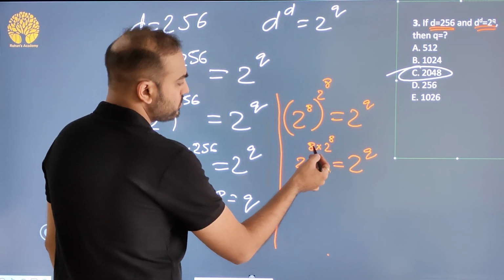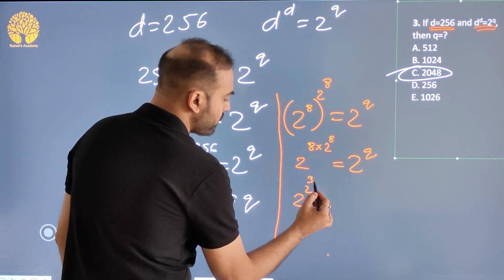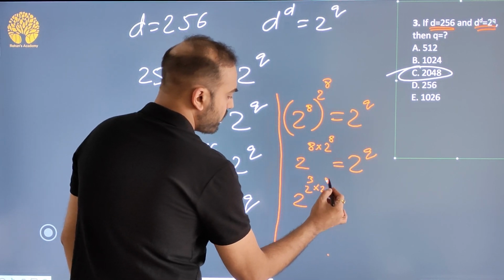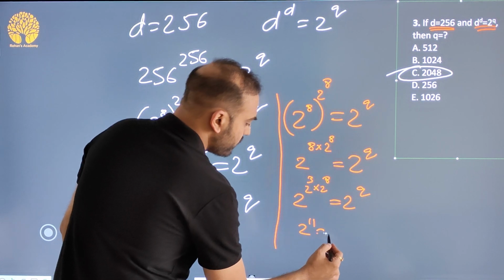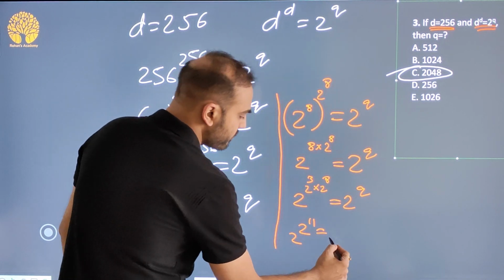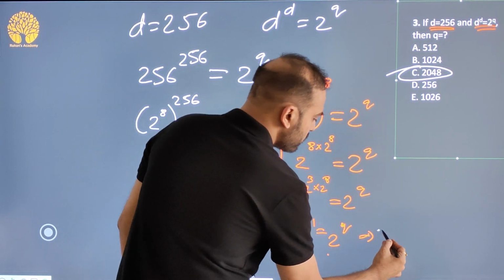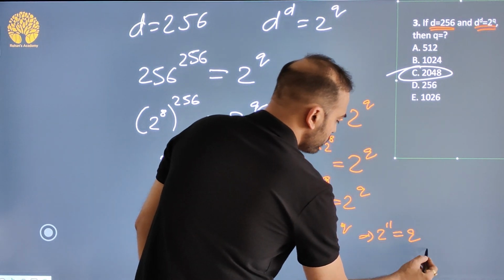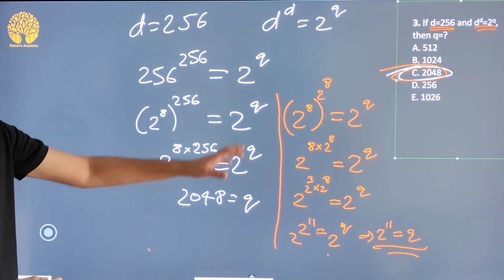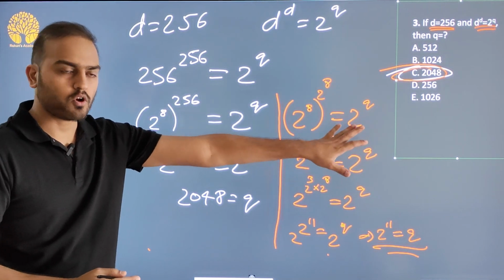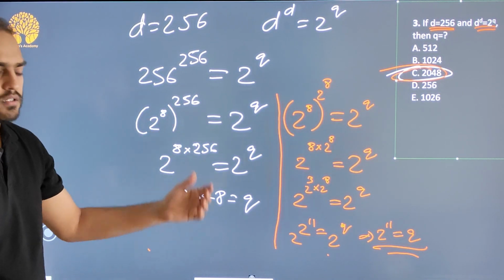Alright, now 8 can be written as 2 power 3, so 2 power 8 is 2 power q. 2 power 11 is 2 power q, so 2 power 11 is q, which is again 2048. Right? But again, you're just making your process a little bit more complicated. Let it be like this.